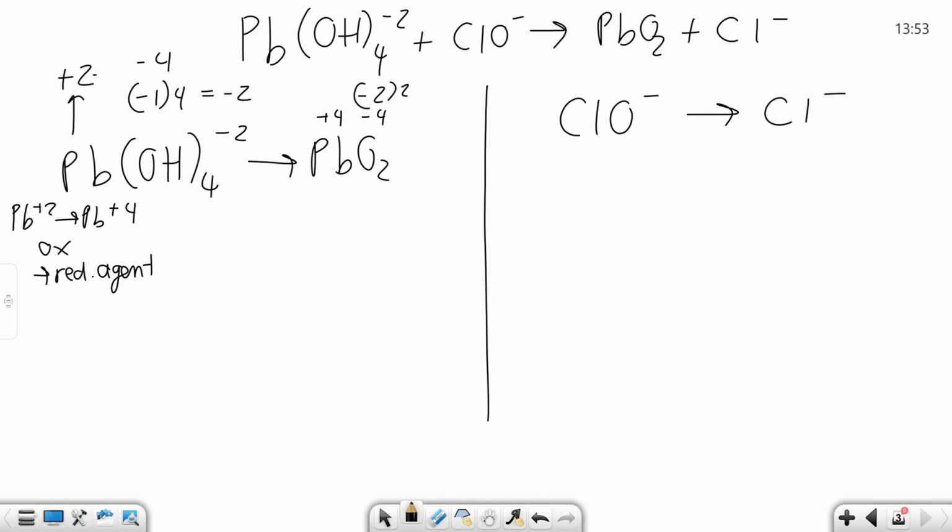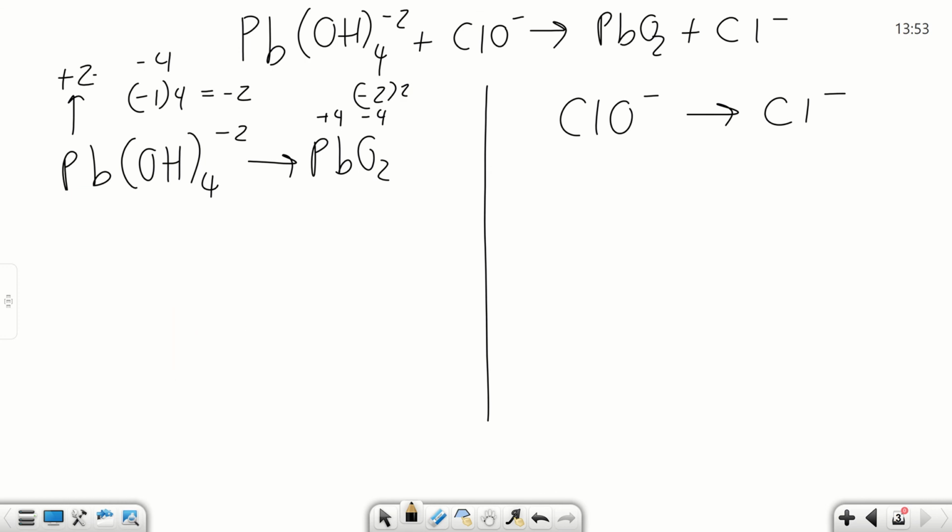Over on the other side, I got the same as what we did before. So this would be Cl plus 1 going to Cl minus 1, so it's being reduced, so it's the oxidizing agent. Okay, so that's that part. All right, let's get to balancing.